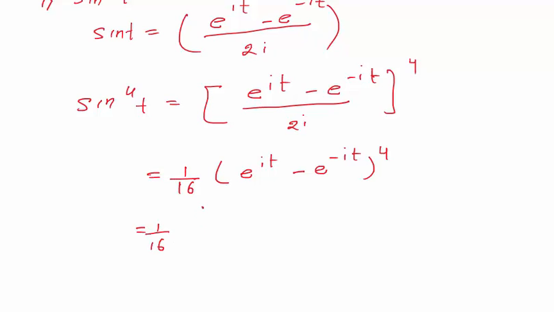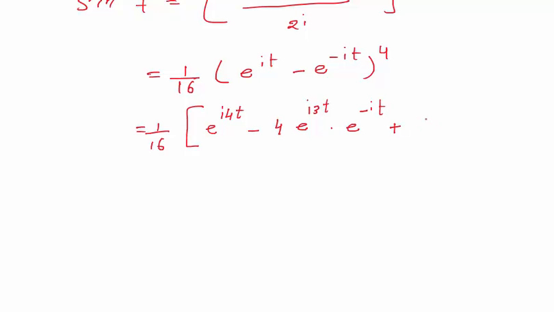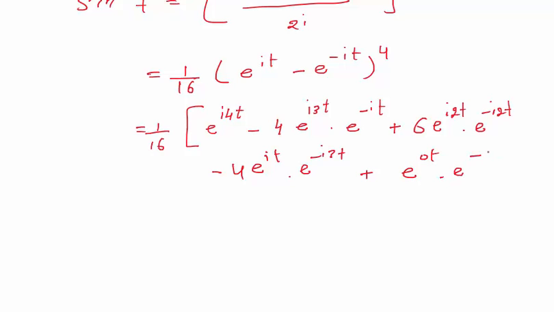So 1 upon 16. Now in the binomial expansion, first I will write the maximum power for the first term, so e power i4t, then minus sign, so minus 4 e power i3t into e power minus it, then plus the next term 6 e raised to i2t into e raised to minus i2t, then again minus 4 e raised to it into e raised to minus i3t, and last it will be plus e raised to 0t into e raised to minus i4t.